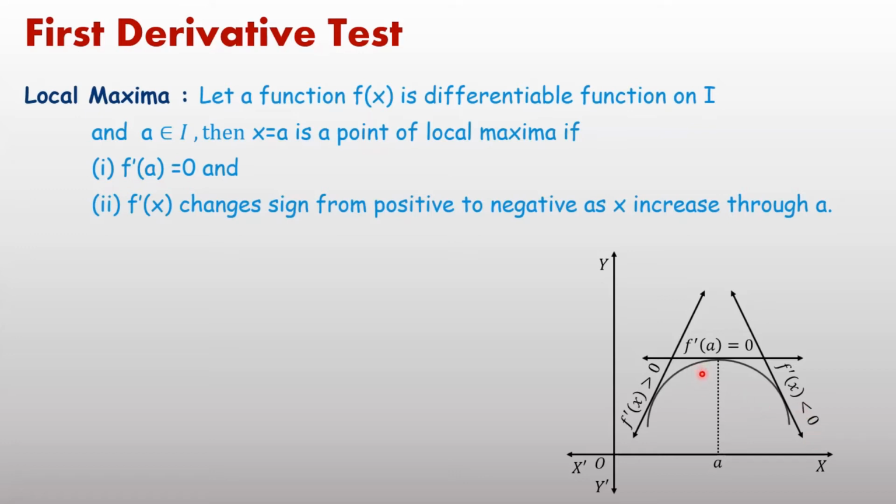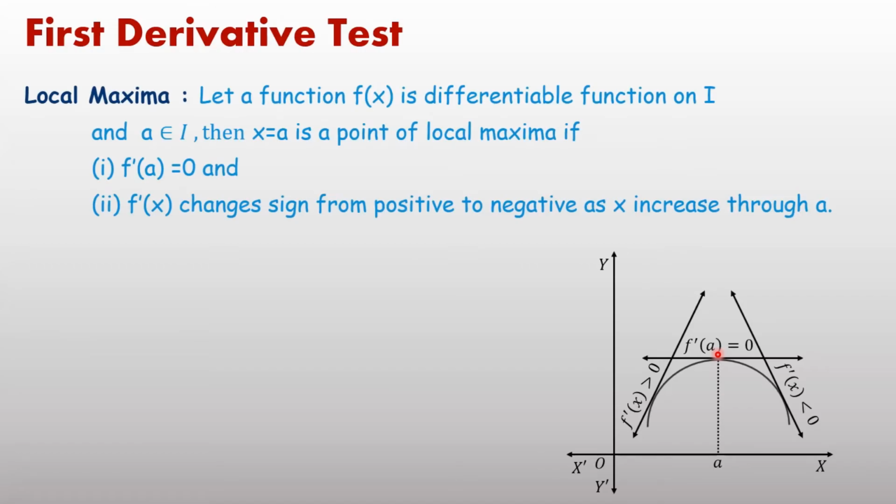It implies if f dash x changes sign from positive to negative, positive, 0, negative, as x increases through a, then we can say x equal to a is the point of local maximum. Means the function at x equal to a will be the maximum value of the function in the given small interval. Therefore, this word local maxima is used.